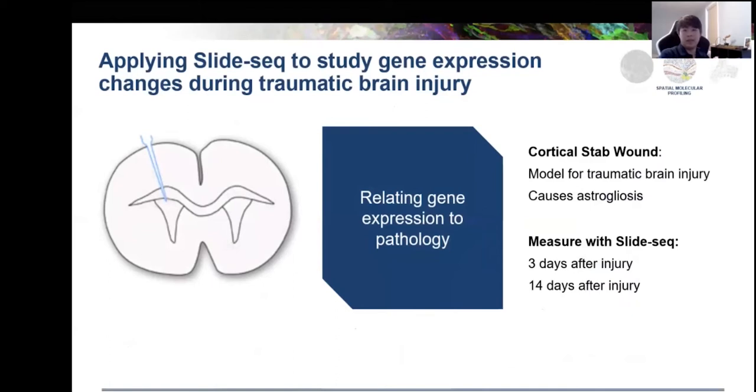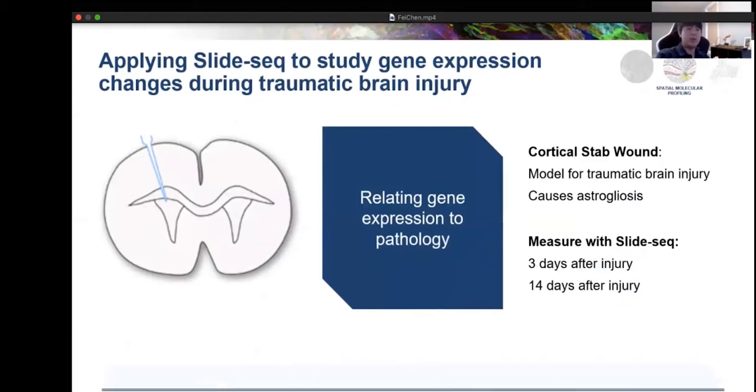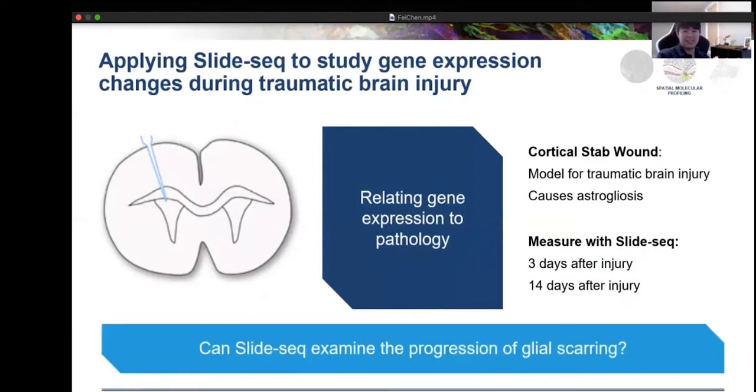This is a classic model, and it generates a robust inflammatory response known as astrogliosis. And what we wanted to do was study the progression of cell type and gene expression changes in this process of glial scarring. So we applied this wound, and then 3 and 14 days later, we sampled the tissue with Slide-seq.